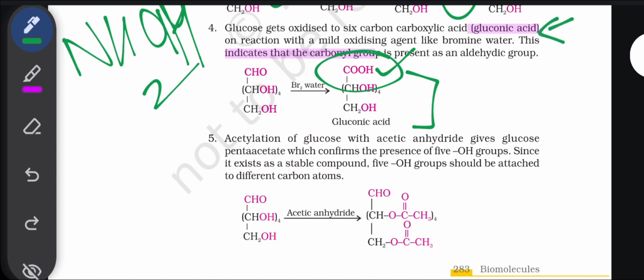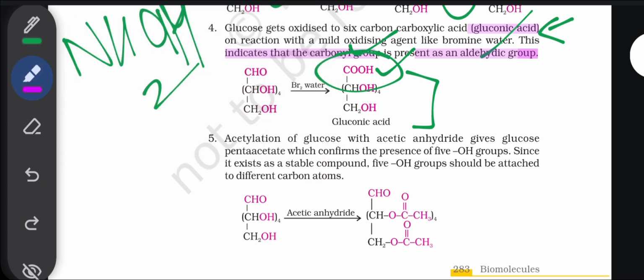So glucose gets oxidized to a 6-carbon carboxylic acid, which is gluconic acid, and not saccharic acid. Saccharic acid is formed with concentrated HNO3; gluconic acid is formed on reaction with a mild oxidizing agent. The mild oxidizing agent is bromine water. This indicates that the carbonyl group is present as an aldehyde group and not ketone. So it is an important reaction. A question may be asked, like which reaction confirms that the carbonyl group is present as an aldehyde and not ketone. So it is the mild oxidizing agent like bromine water. Okay, so gluconic acid is produced.